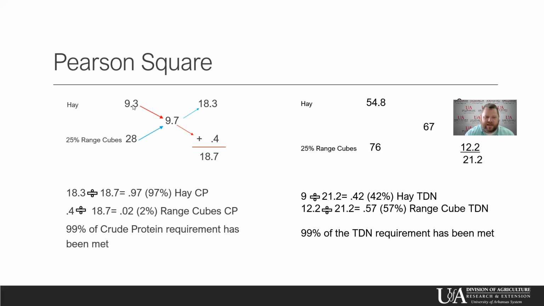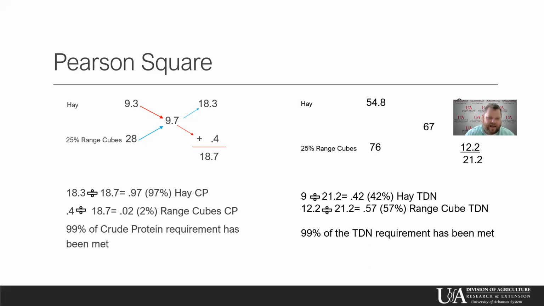So we subtract what's on the left hand from the middle. So that gives us 0.4, and 28 minus 9.7 is 18.3. Remember, this can never be a negative. So whichever way the arrows need to go is the way the arrows need to go. After we get our 18.3 and our 0.4, we add those together to get 18.7 for a total, okay?